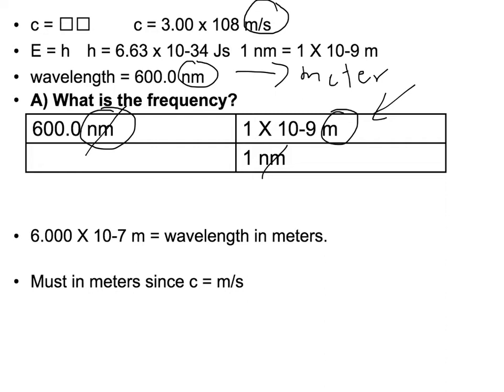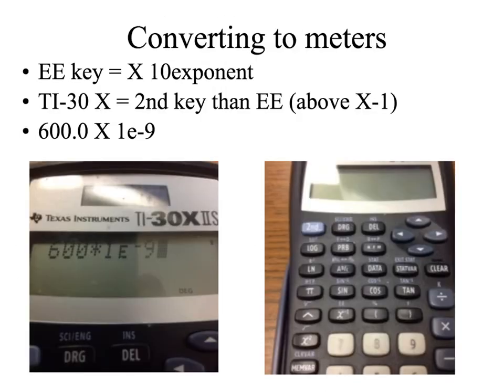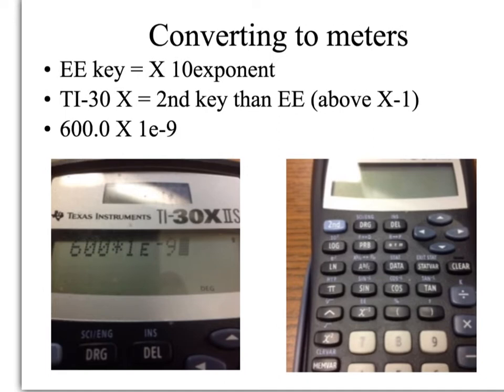So when you work this out in your calculator, you should get 6.000 times 10 to the negative 7th meters. You're going to utilize what's called the EE key for this. The EE key just sets everything up, so it sets up times 10 to whatever the power of the exponent is. To get there, you're going to use your second key to get to the EE key, which is right above this x times the negative 1.